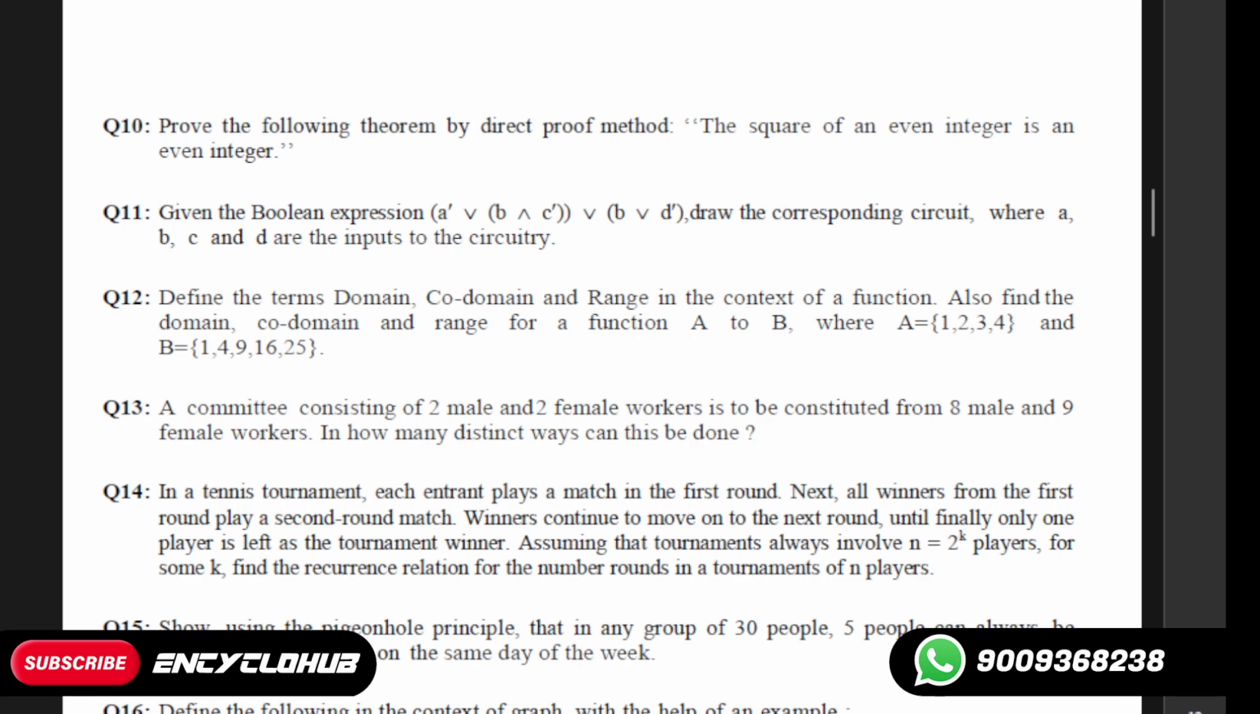Now the question number 11 is saying that given the Boolean expression, draw the corresponding circuit where A, B, C, and D are the inputs to the circuitry. So in this one, you have to just find out the Boolean expression further and draw the corresponding circuit.